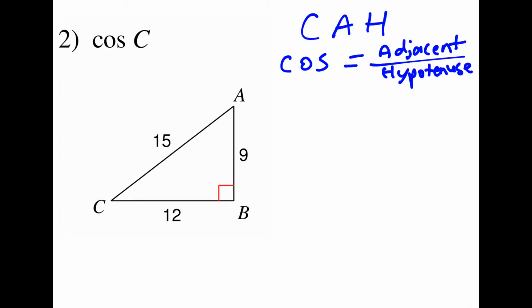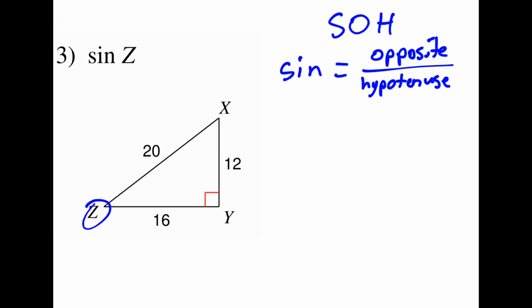Next one, cosine, adjacent over hypotenuse. Start here, 12 is adjacent, 12 over the hypotenuse, 15. Could also write it as 0.8. Sine of Z, opposite, 12, hypotenuse, 20. The ratio, 0.6.